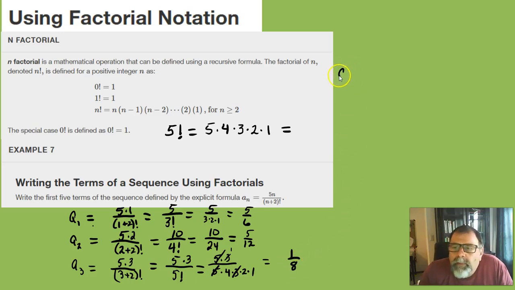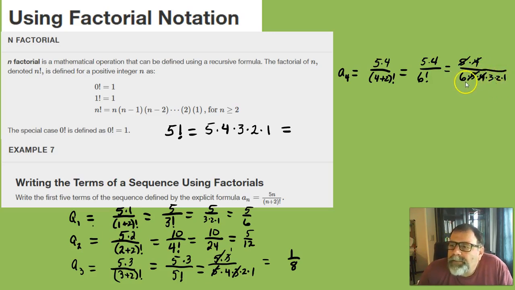Okay? And then the fourth term would be 5 times 4 over 4 plus 2 factorial. Again, I'm not going to multiply it because I'm going to reduce. 4 plus 2 is 6 factorial, which gets me 6 times 5 times 4 times 3 times 2 times 1. So the 5 and the 4 cancel. So I get 6 times 6, which gets me 1 over 36.